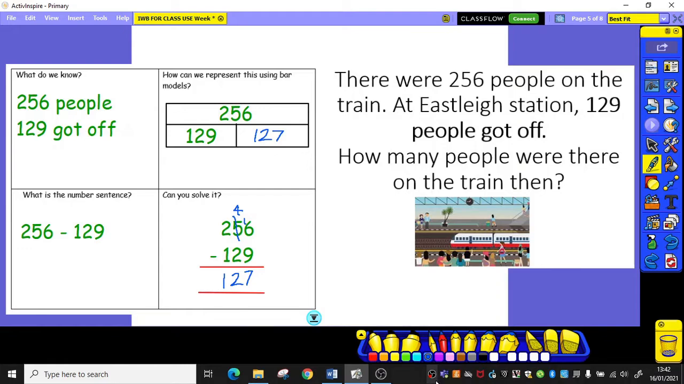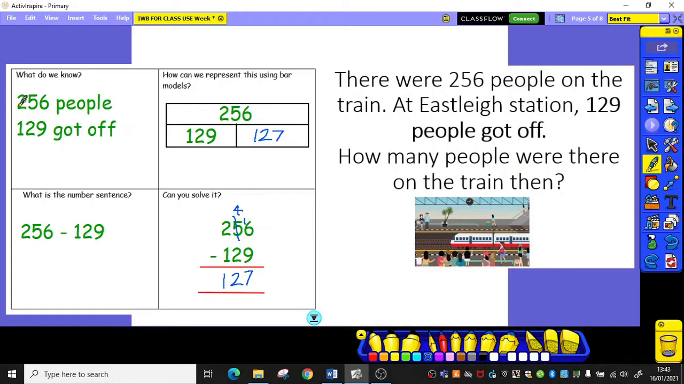I have got a problem. There were 256 people on the train. At Eastleigh Station, 129 people got off. How many people were then on the train? And I'd like everyone in the bronze group to use this sheet which helps break down the problem for the first question. There will then be 3 other questions I'd like you to have a go at today.